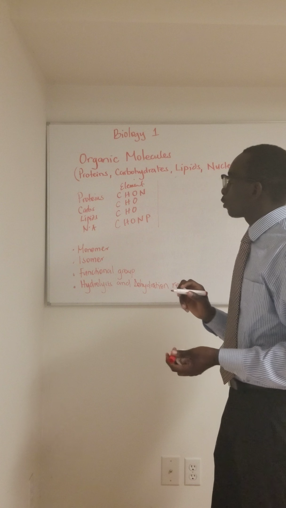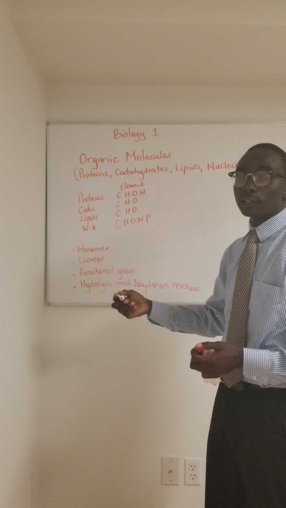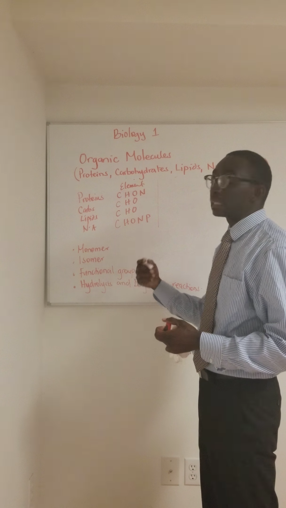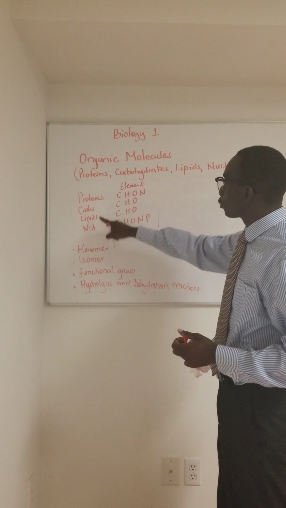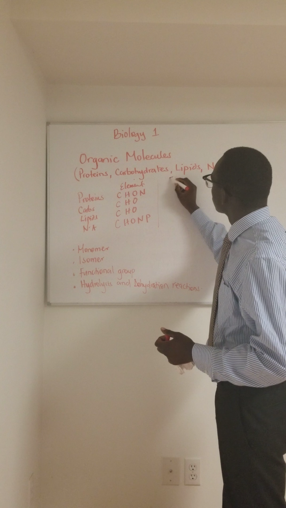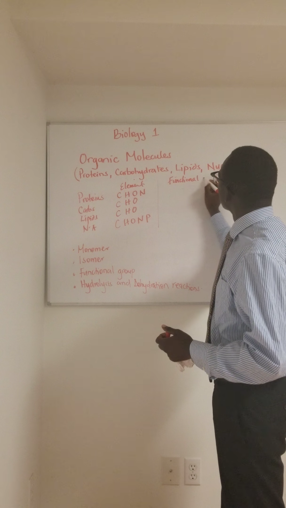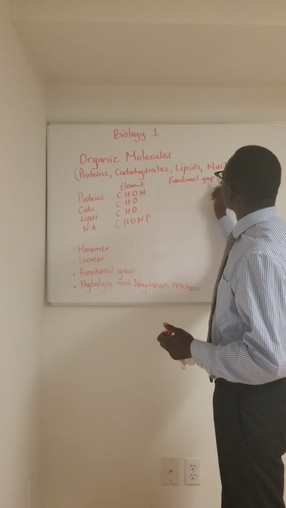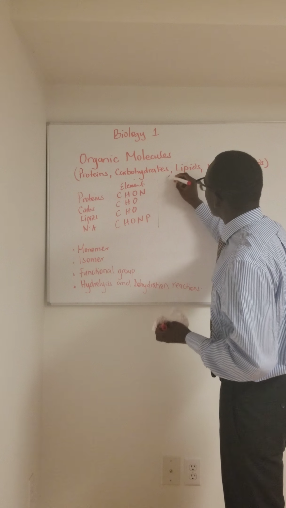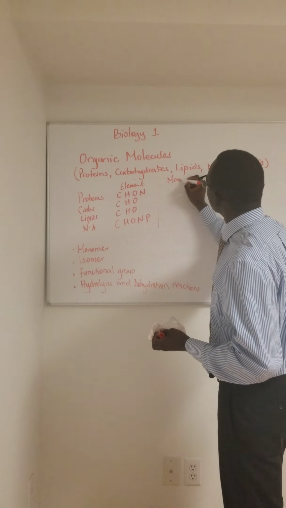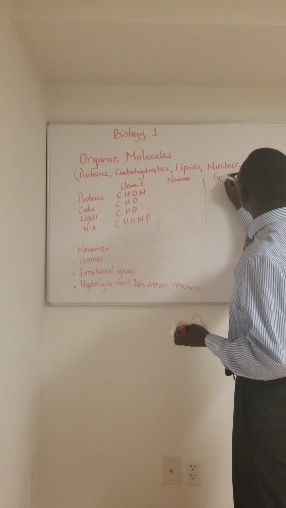Then we are going to look at what we call the functional group. A functional group is a group of atoms, or an atom, that takes part in the chemical reaction. Okay, before I do the functional group, let me write here the monomers. Then I do the functional group last.